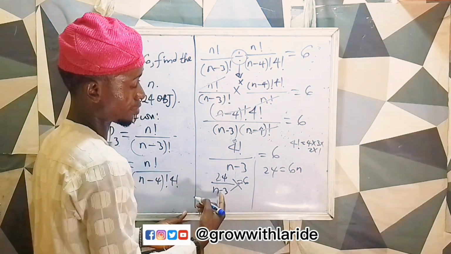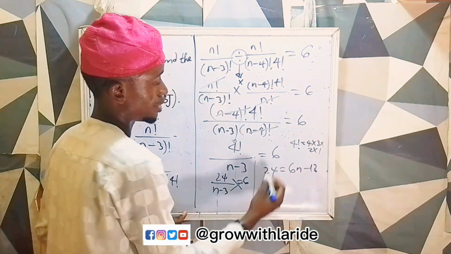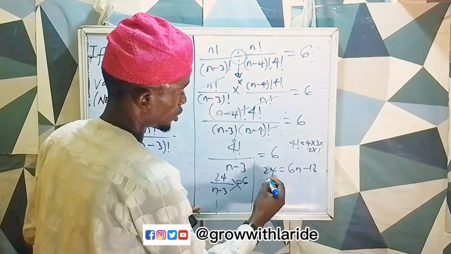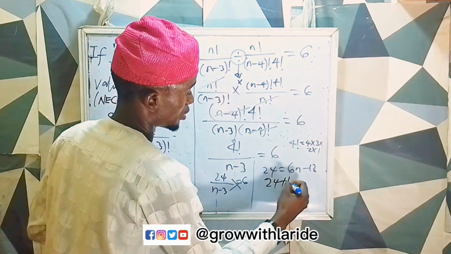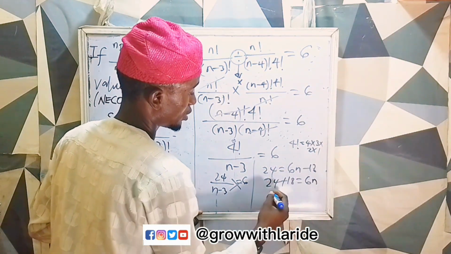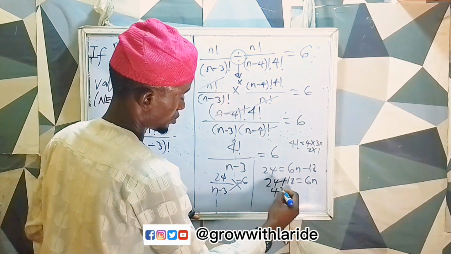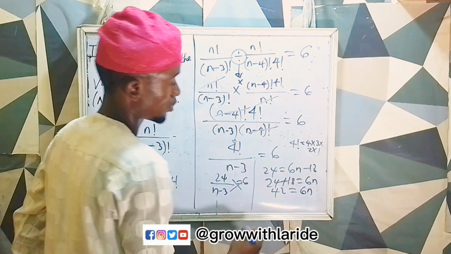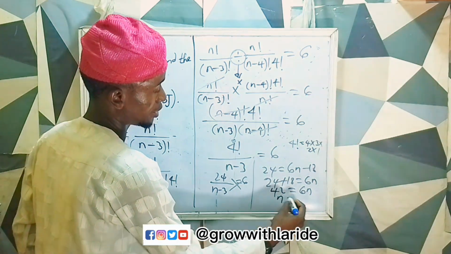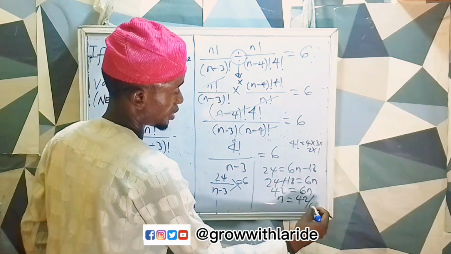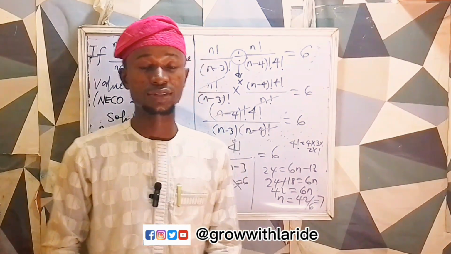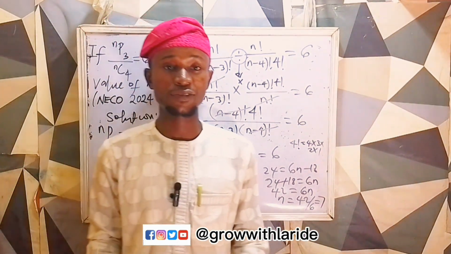Then 6 times minus 3 is minus 18. Then we can bring this there. So we have 24 plus 18 equals 6n. So we have 42 equals 6n. From there, we have n equals 42 divided by 6, which is 7. And the solution to that particular question is 7. So the value of n is equal to 7.